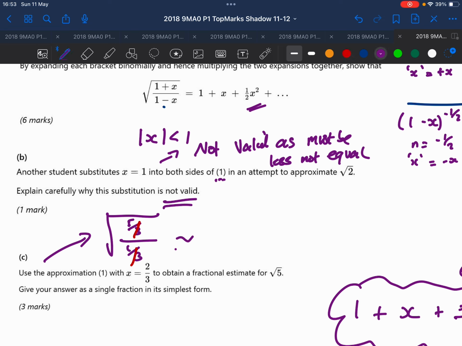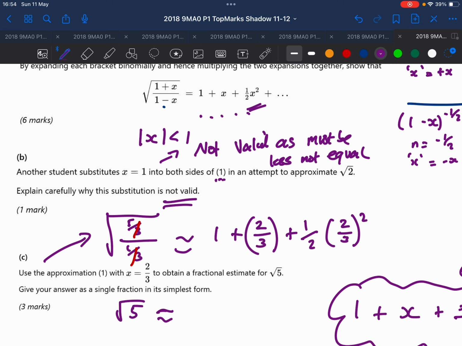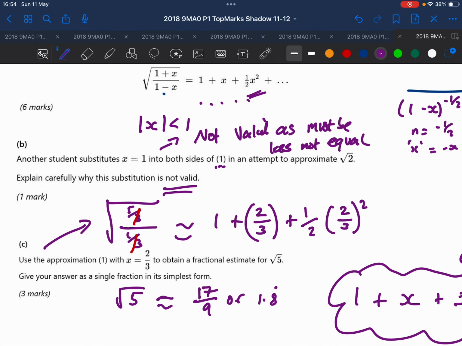Okay? Well, that's kind of like the left-hand side, if you like. What's the right-hand side to this? Well, that would be the expansion that we've just done before, which is 1 plus x plus and so on. So the thing we would do over here is we would do 1 plus 2 over 3 plus a half 2 over 3 squared. Okay, and because the left-hand side actually does just turn into root 5, we would just say what that value is. Okay, so we're not working it out on our calculator. We're using our approximation from before to work that out, is going to be the idea. So if I just quickly work that one out, I get 17 over 9, or 1.8 recurring.